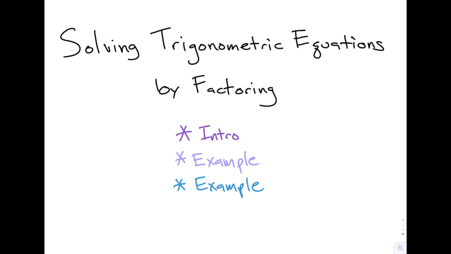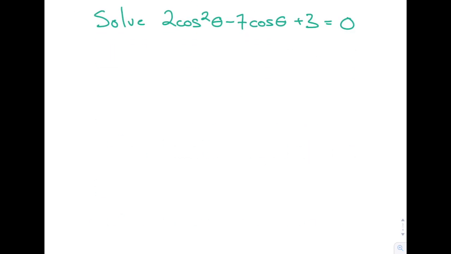So we'll look at a couple quick examples. I don't think this needs much more explanation other than factoring is useful. Solve 2 cosine squared theta minus 7 cosine theta plus 3 equals 0.